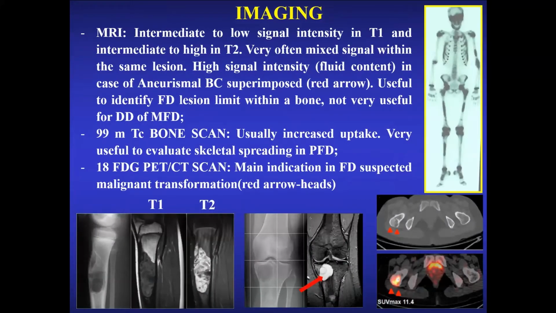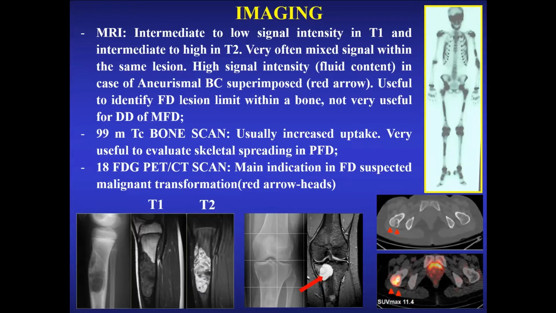MRI gives an intermediate to low signal intensity in T1 and an intermediate to high signal in T2. It is useful to identify the FD lesion limit within a bone, but not very useful for differential diagnosis of monostotic fibrous dysplasia.